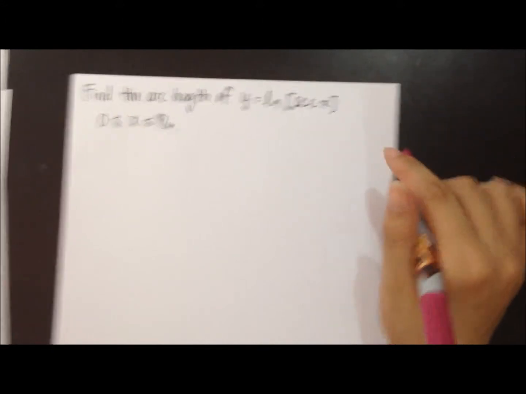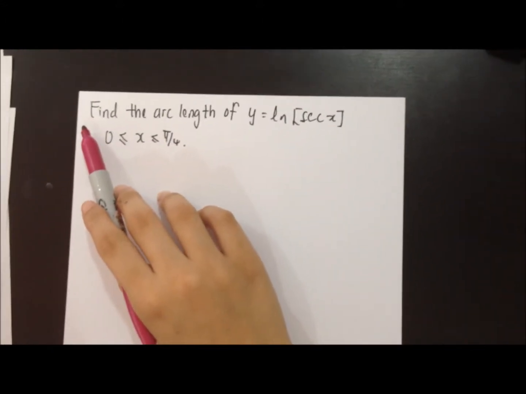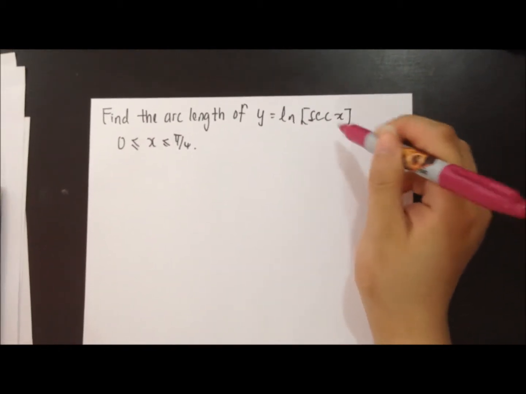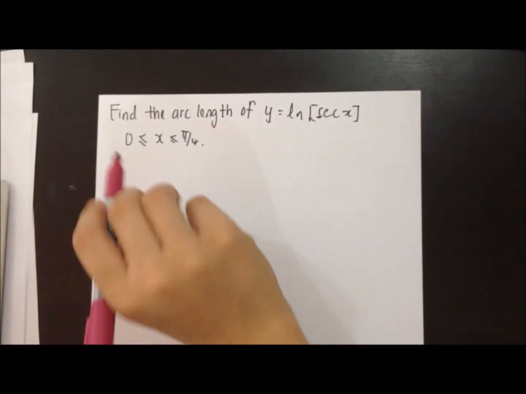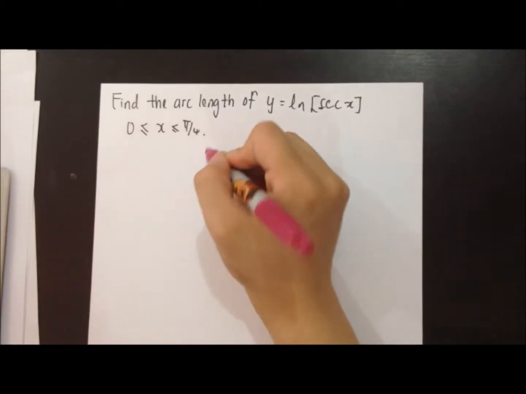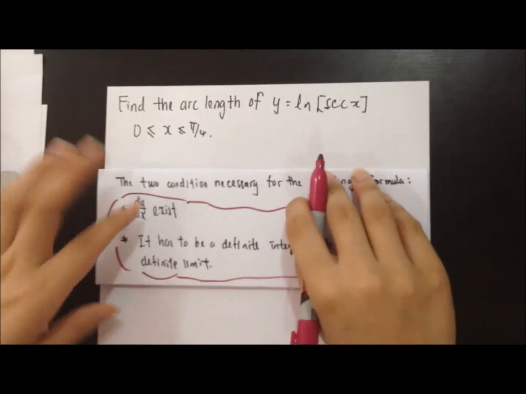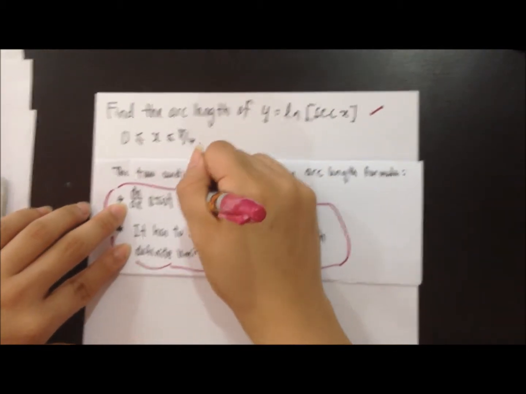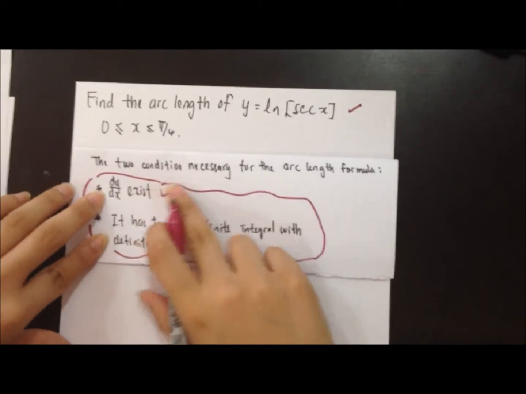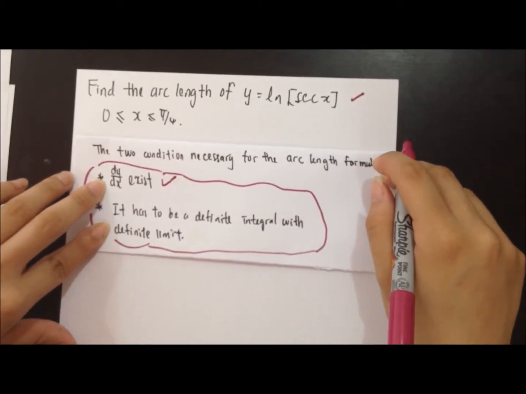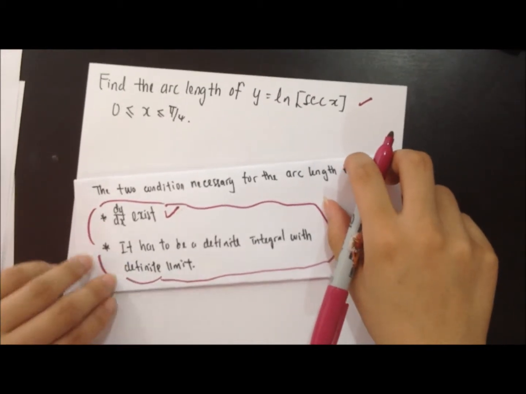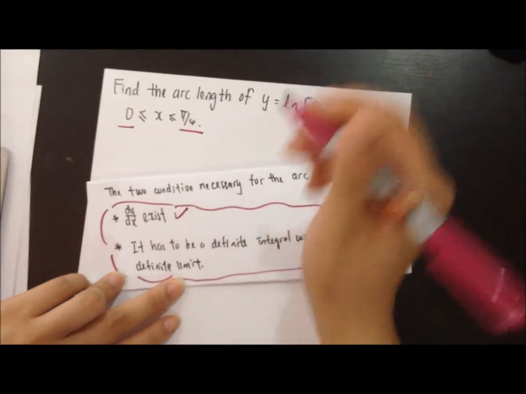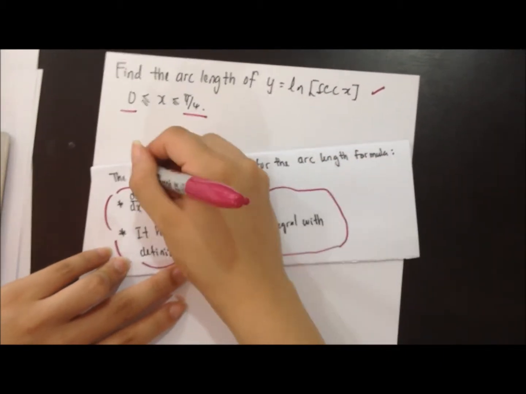Now I will show the second example for you. The second example, the question is: find the arc length of y equal to ln secant x, where the interval is between 0 and pi over 4. So based on this formula, the dy dx exists, and it has the two necessary conditions of the arc length formula. It has to be a definite interval with definite limits. The interval is given, so it also fulfills these two conditions.